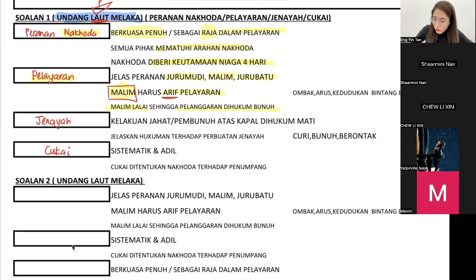You see, he must know all the ombak lah, arus lah. Arus means the water flow lah, the current, everything. Then he needs to know the kedudukan, the location, everything. So he must be very skillful lah.